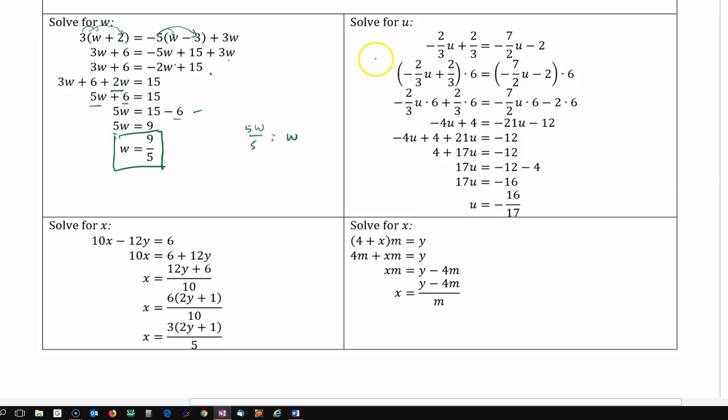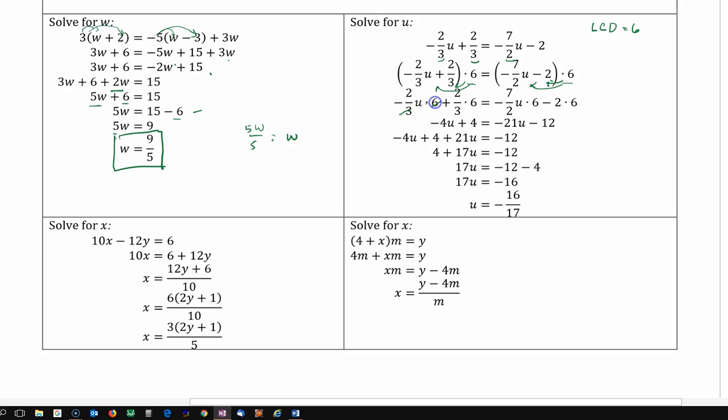Now, next problem. Notice that we have fractions here. The trick when there are fractions is to look at each one and get the LCD. Denominator 3, denominator 3, denominator 2, so LCD is 6. So I multiply both sides by 6 and distribute. Okay, so minus 2/3 u times 6 plus 2/3 times 6 equal to minus 7 over 2 times 6 minus 2 times 6.